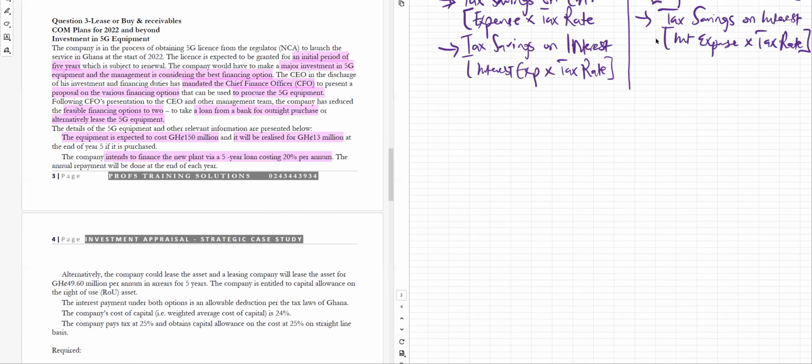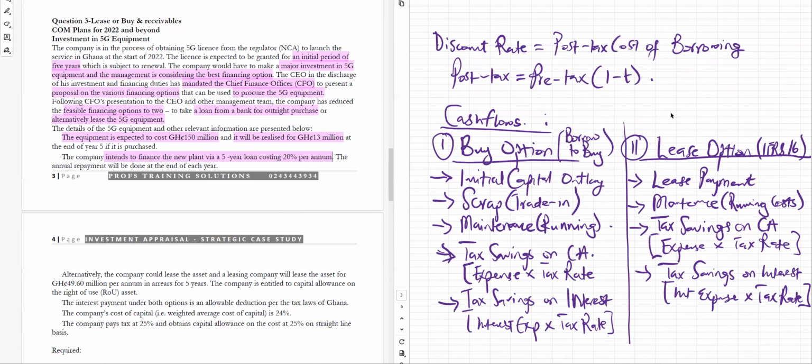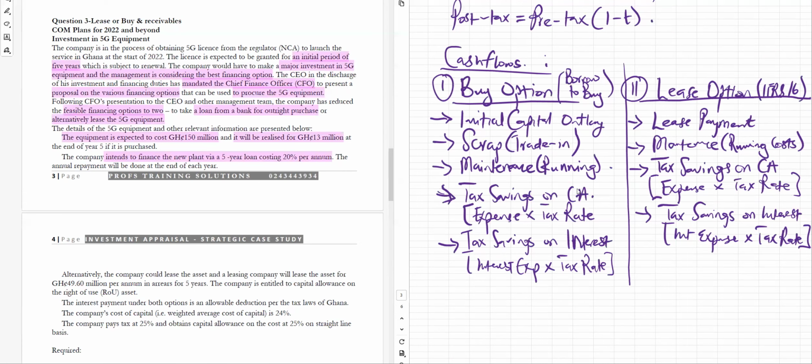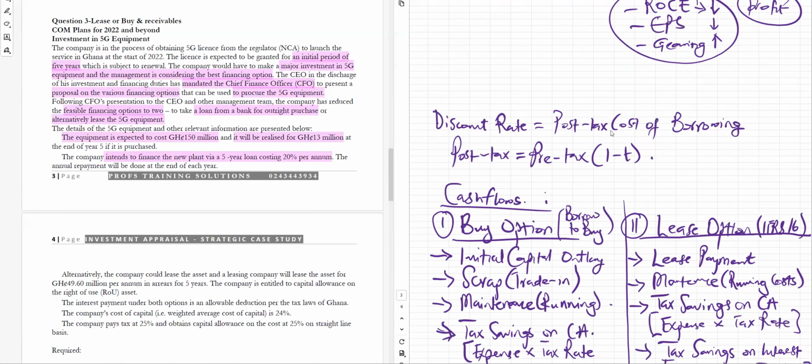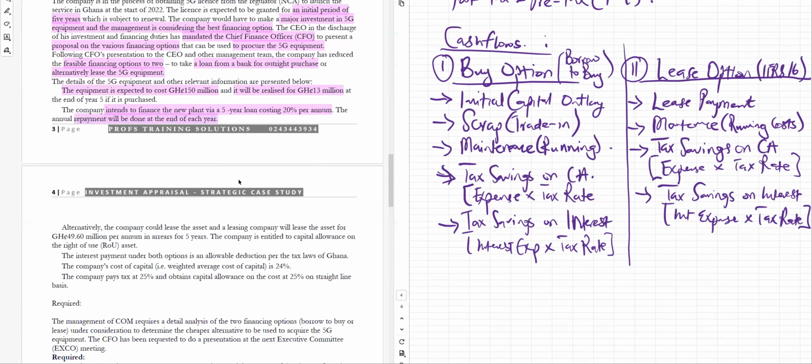Now, because we use the borrowing rate, I told you we use the post-tax cost of borrowing. Some questions will give you the cost of capital in the question, and they will also give you the borrowing rate, what you are going to borrow at. Make sure you use the borrowing rate to discount to do the lease or buy, because you are financing. You use the financing rate. Don't go and use the cost of capital of the company. You use the financing rate. So the annual repayment will be done at the end of each year, meaning it is in arrears. It can also be in advance.